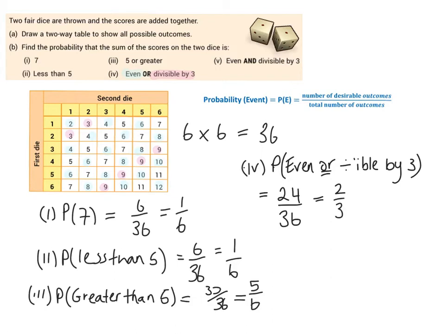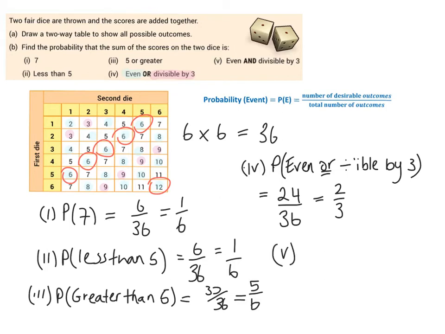And now let's see if we can find any even and divisible by 3. Well, it's even and it's divisible by 3 means that it has to be both. It has to be an even number and it must divide by 3. So that actually narrows down our outcomes. So if we circle them instead, so if we want it to be even and divided by 3, straight away we know it's going to be 6, because 6 is an even number and it has a factor of 3. And we also know that 12 is an even number and it has a factor of 3. So what that leaves us with then is a total of 6 outcomes.